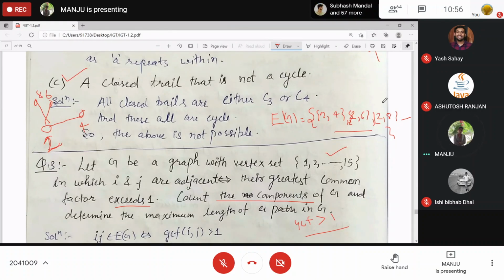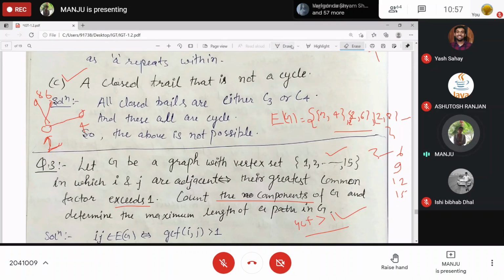Then 9, not with 7, not with 8, but 9. Yes, the greatest common factor is 3, so that is greater than 1 and it will be adjacent. So 3 will be adjacent with 6, 9, 12, 15, right? And 2 we have seen, all the even numbers. Means 3 will be adjacent with all its multiples, right?